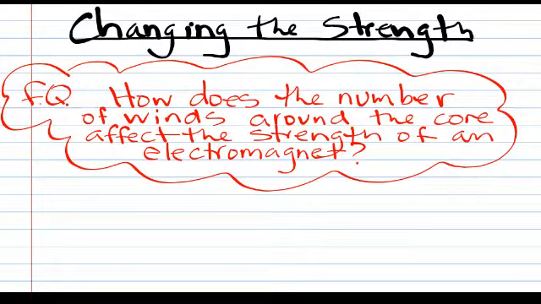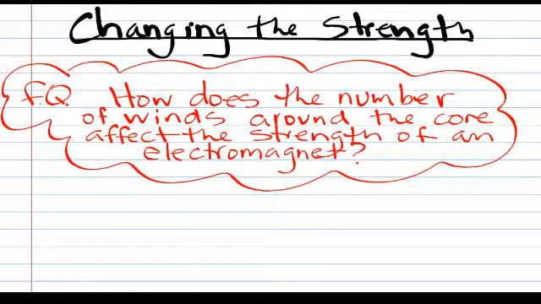Now, when we look at changing the strength of a magnet, you are going to be looking at this focus question, and the focus question is as follows. How does the number of winds around the core affect the strength of an electromagnet, if it does at all?